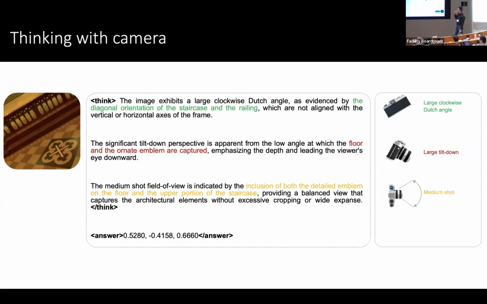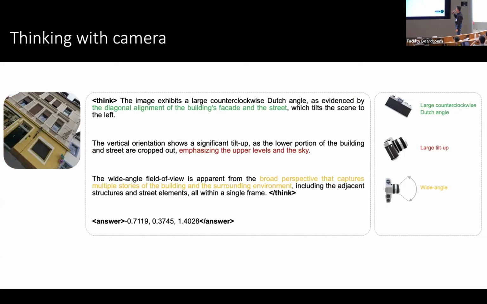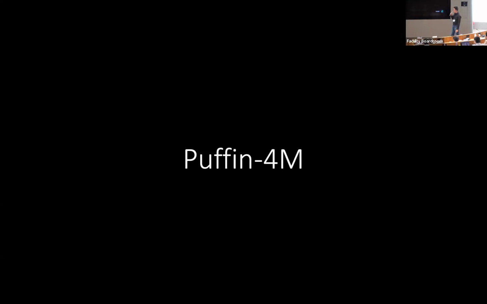And here are a few more examples that show that the model is capable of getting the camera parameters through looking at the different visual cues or visual features of the images. Okay, so we can't do that without collecting a dataset, because there isn't any large-scale vision language camera data out there for us to train our model.